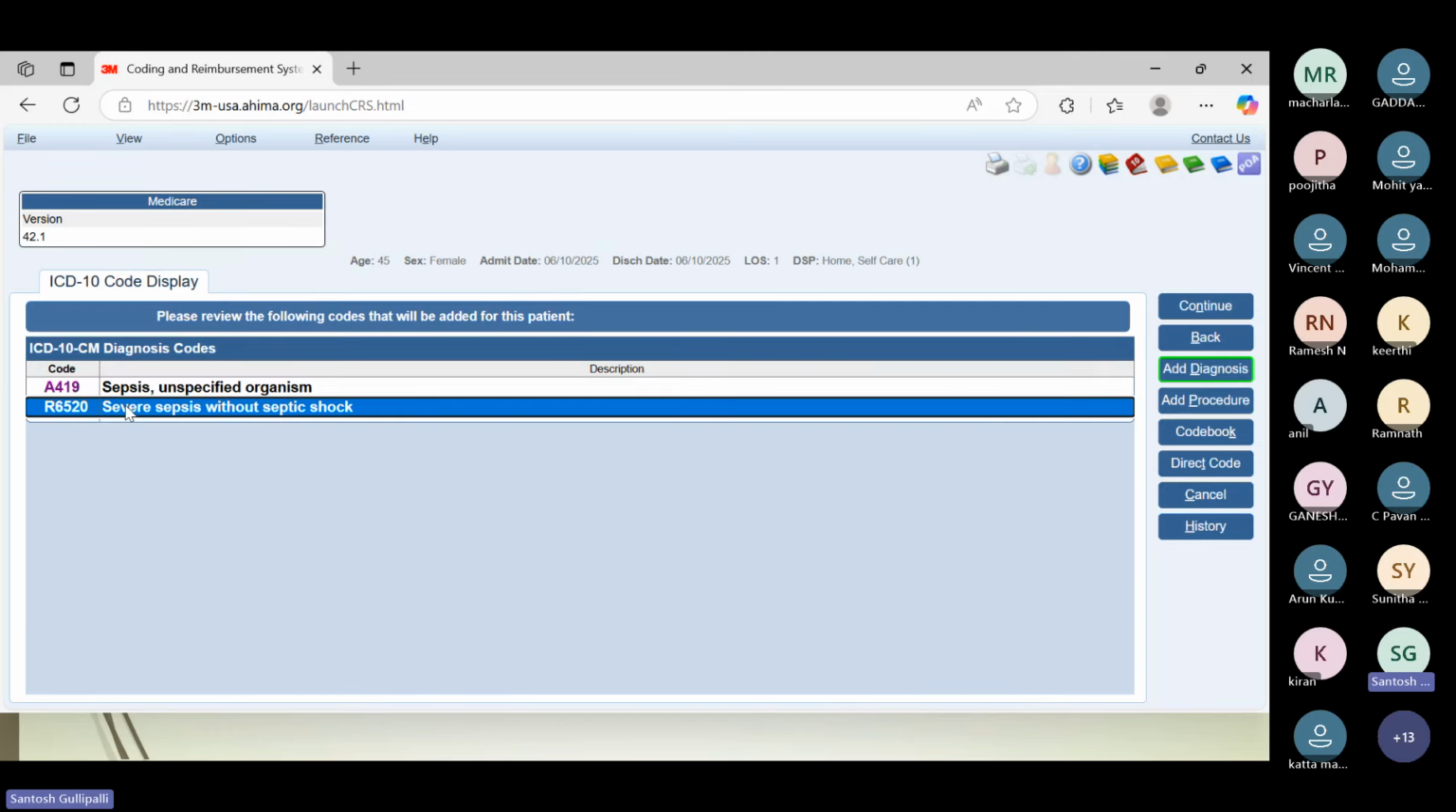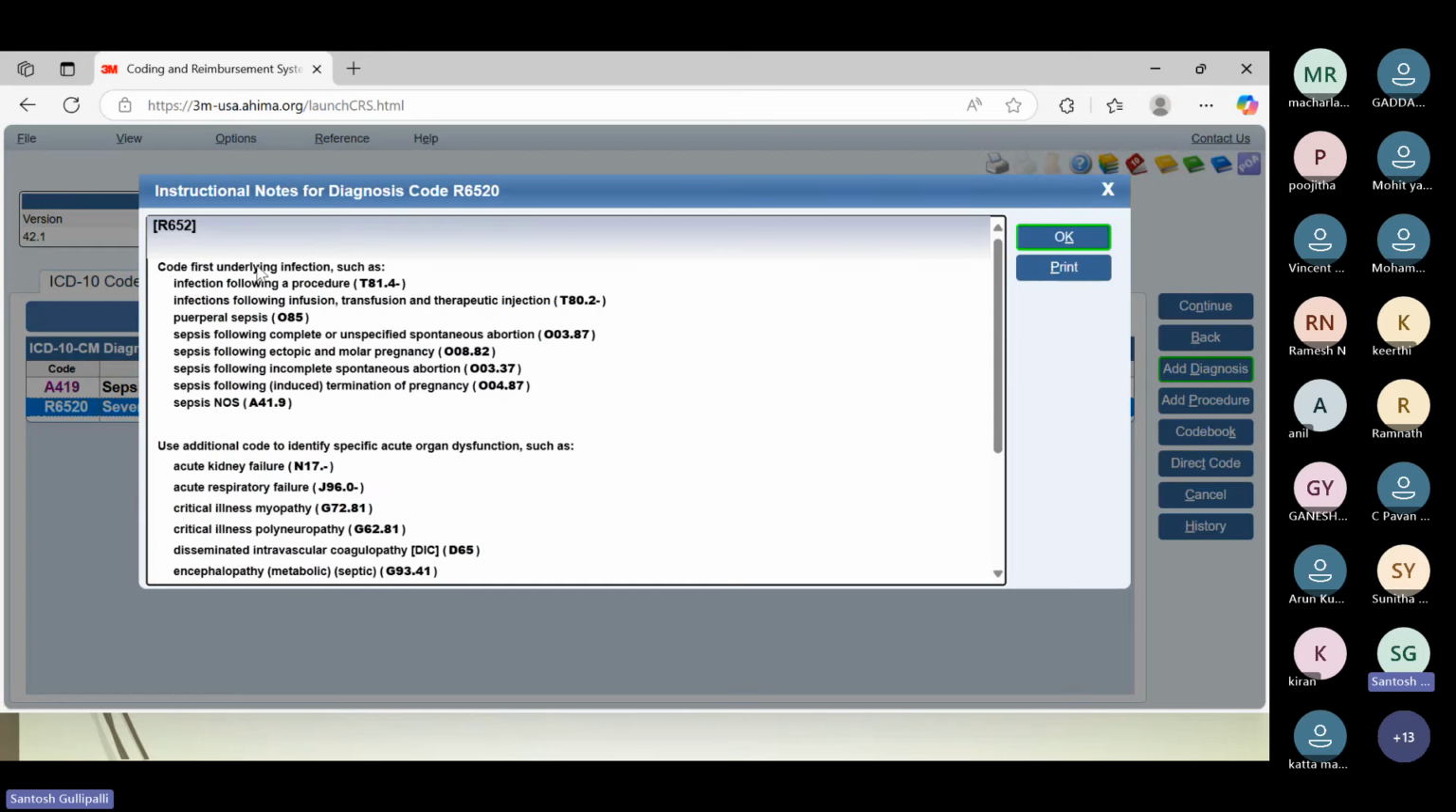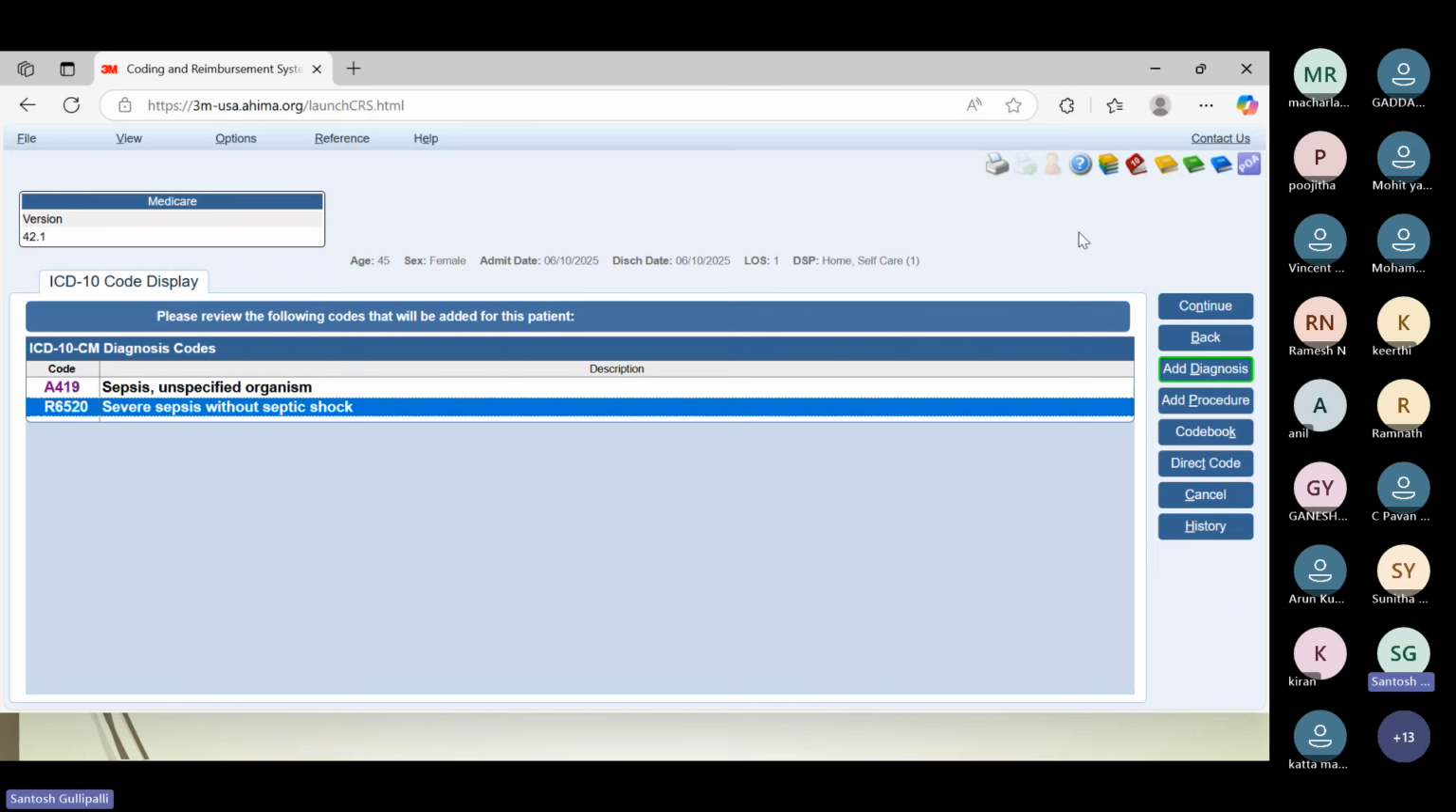Because in R65.20, go to the instructional notes. In those instructional notes, a code first note is there. So that's the reason we can code A41.9 as the principal diagnosis and R65.20 as the secondary diagnosis. Understand what is meant by code first?